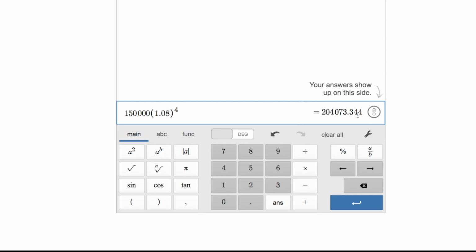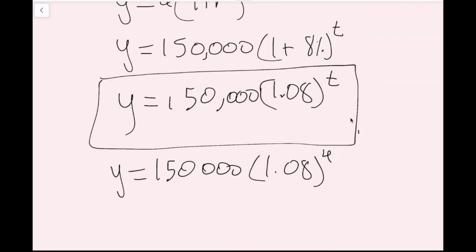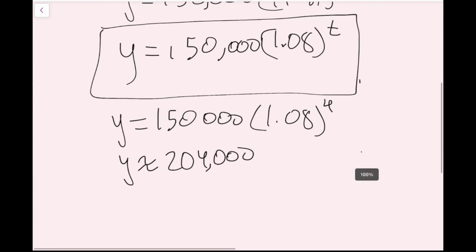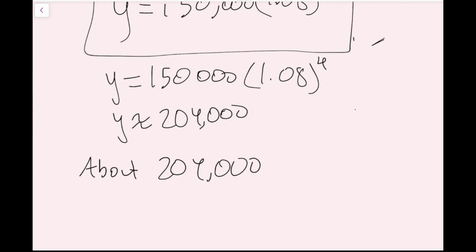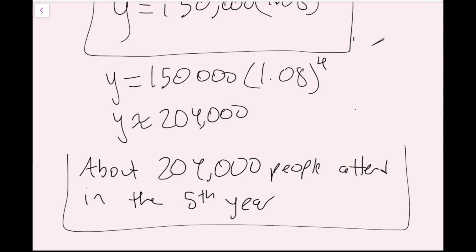We need to round to the nearest 1,000 here. So I'm going to go to my 1,000 place, which is 4. I'm going to go 1 to the right. That's a 0. So I'm going to round down to 204,000. So this value is about 204,000, and our word answer is about 204,000 people attend in the 5th year. Okay, and now we're done with this one.